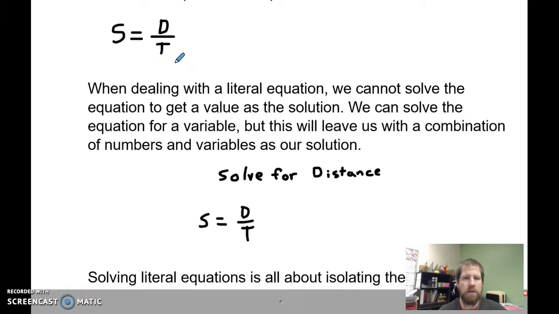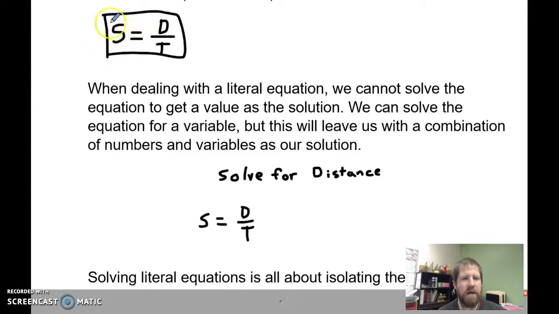a value. You can't solve this equation, which is speed equals distance over time, and get a value unless you plug in values for your other variables. Okay, so I could plug in values. I could say that I went 8 feet in 1 second, and then my speed would be 8 feet per second. All right, or 8 feet per 2 seconds, and then my speed would be 4 feet per second. Okay, so I could plug in values to get a number as my solution, but usually I'm just going to have this as my solution.